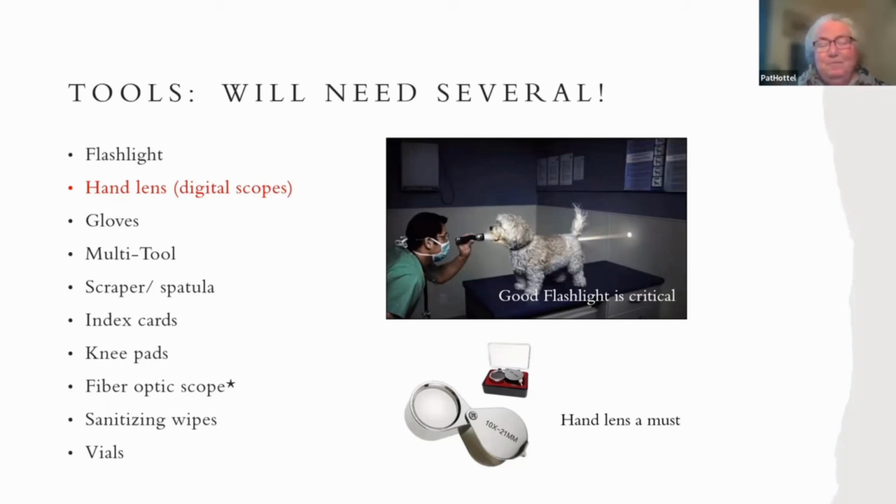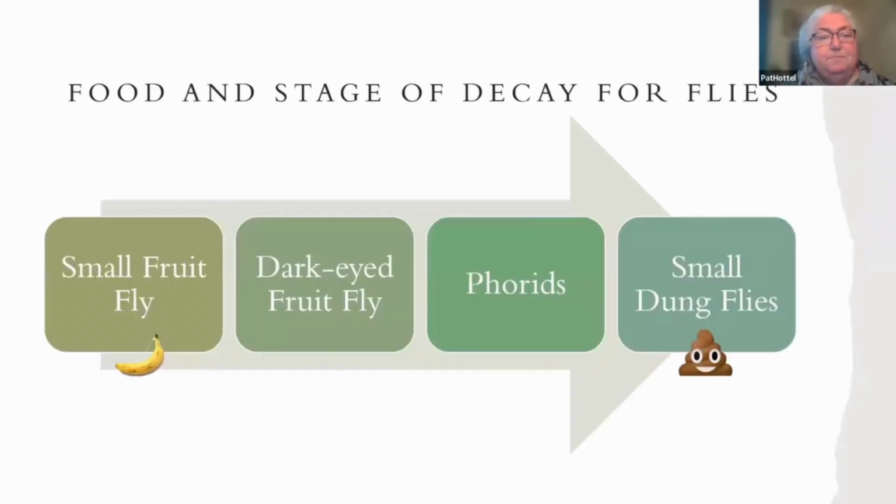Fiber optic scope, a less common tool, but sometimes needed if you want to scope into an area to get a better look at, let's say, a drain system. Sanitizing wipes. You're going to use that scraper to go into a drain, and you'll want to clean it off, right? Make sure that you're not transferring those pathogens into the next item or next area that you use that scraper or spatula on. Again, we've got foodborne pathogens. And then vials for collecting samples should you need to have somebody take a look and confirm the ID.